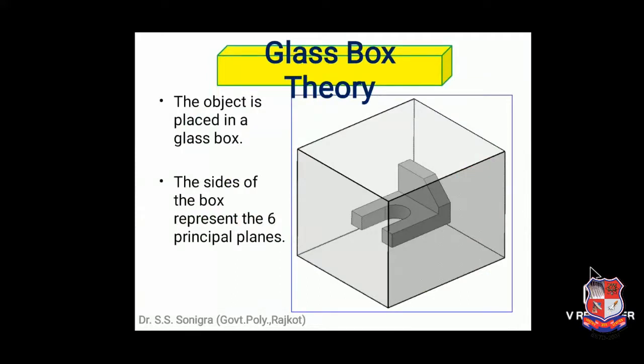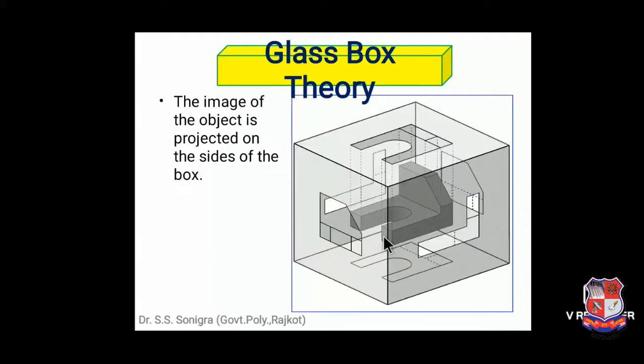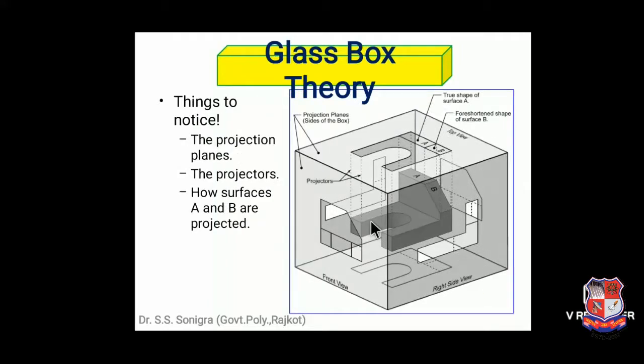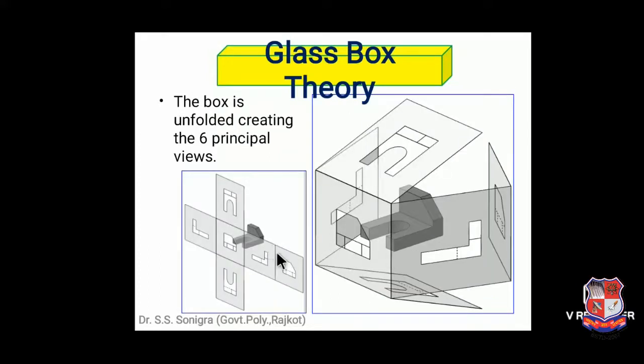Here another object is placed in a glass box. The sides of the box represent the 6 principal planes. If you look from any side, 6 planes are there: 1, 2, 3, 4, 5 and 6. Front, rear, top, bottom and 2 sides. Similarly, the images of the object are projected on the sides of the box like this. The images are projected over the box and then projections are taken as shown over here, and then the box is opened like this. So 6 views will be visible as shown over here. 6 principal views are visible.